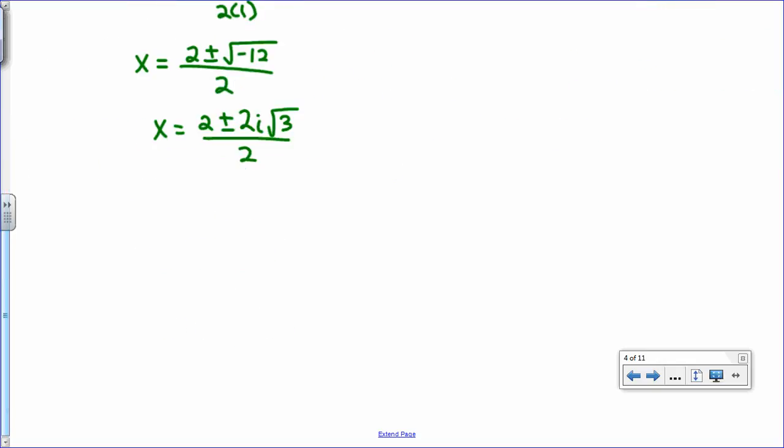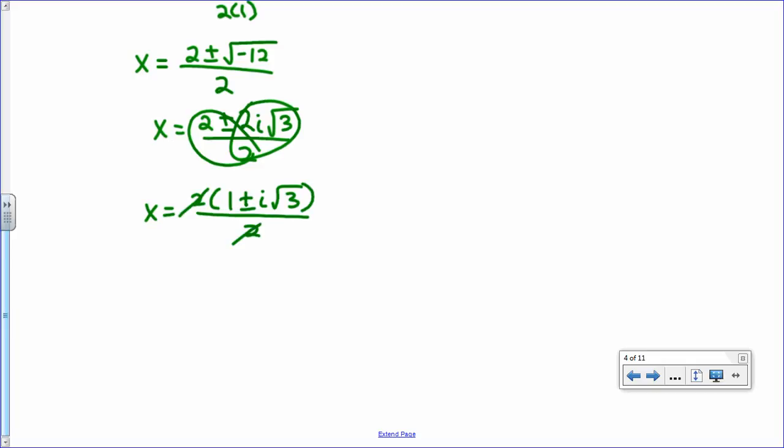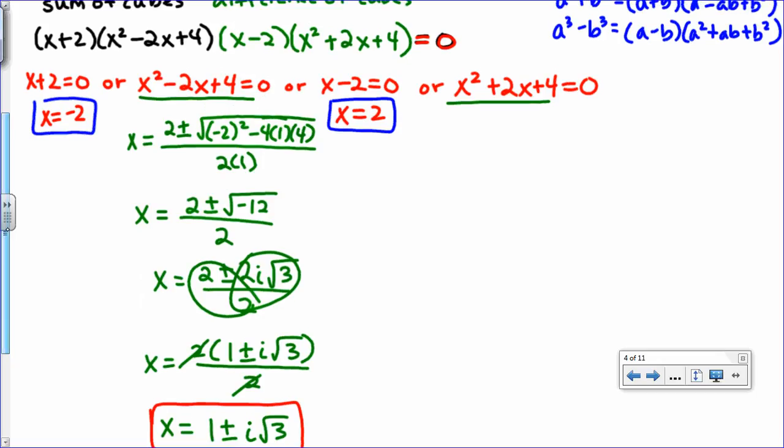So you can either think of it like this, where you separate and your 2's cancel, or you could factor out a 2 and cancel that with the denominator. So then x equals 1 plus or minus i square root of 3. Okay, so here's 2 more solutions. I need 6. So I have to use the quadratic formula on the other trinomial to get my last 2 solutions.